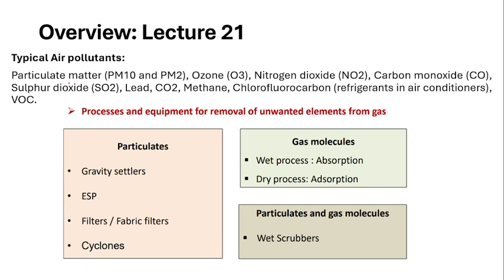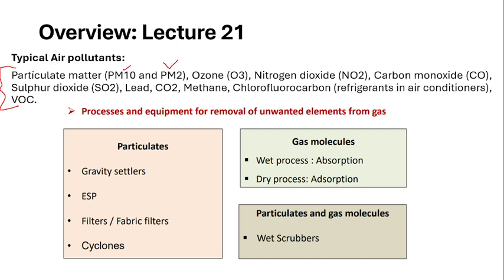In lecture 21, the major typical air pollutants were discussed. We have already seen enough of this, so I will just brief about it. One is particulate matter, PM10 and PM2.5, classified based on their size. The next air pollutants are ozone and NOx, nitrogen dioxide, carbon monoxide, sulfur dioxide, lead, carbon dioxide, methane, chlorofluorocarbon, and volatile organic compounds. So these are the typical air pollutants.